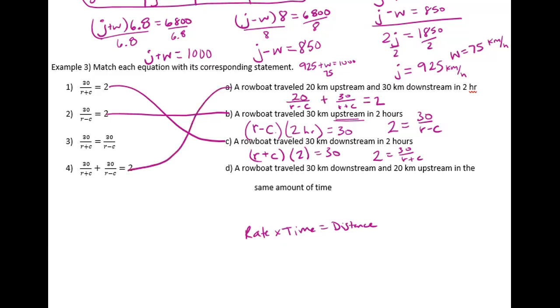Process of elimination is going to tell us that 3 is D, but let's check it out. A rowboat traveled 30 kilometers downstream and 20 kilometers upstream in the same amount of time. So same amount of time means we want them equal to each other. 30 kilometers downstream is going to be the R plus C. 20 kilometers upstream will be the R minus C.